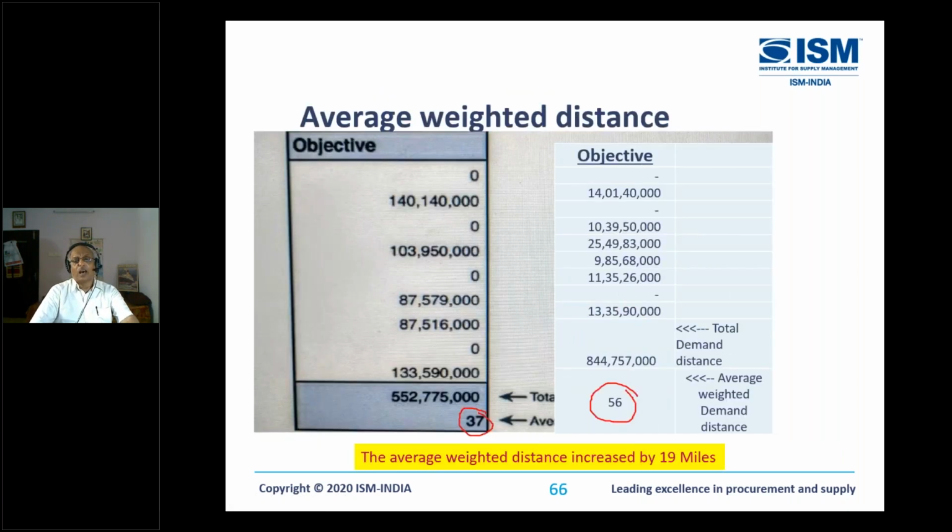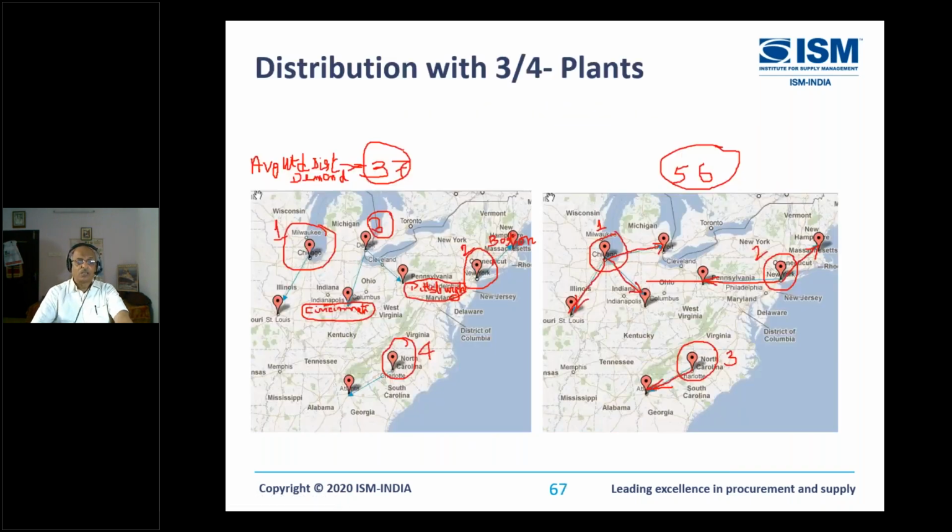But ultimately the average weighted distance has increased by 19 miles. That means if I go for 3 warehouses, then the average per mile distance will be 56 instead of 37. So I'll have to sacrifice in distance, but cost-wise, I'll save some money. So this is what I've shown here.